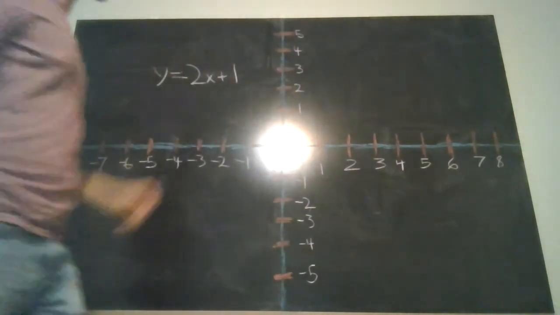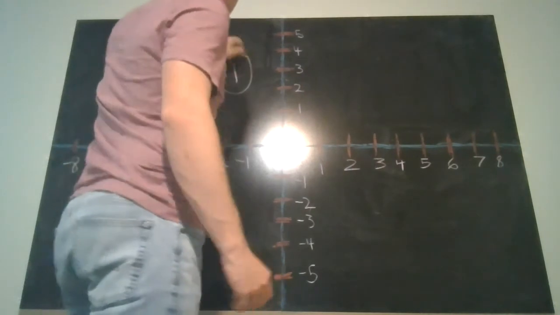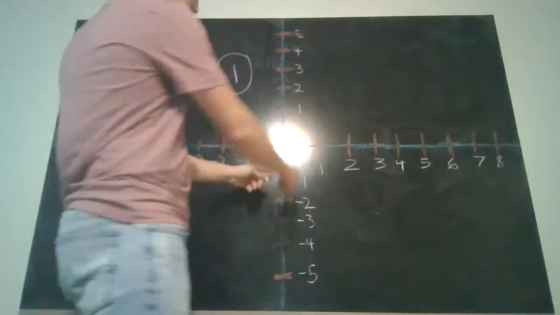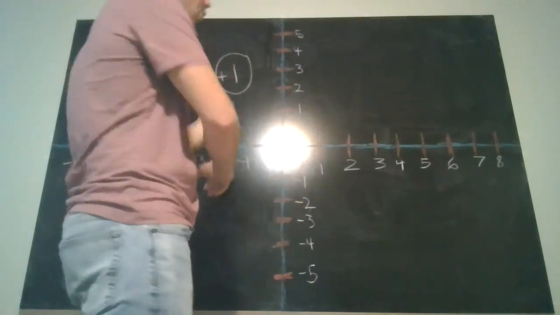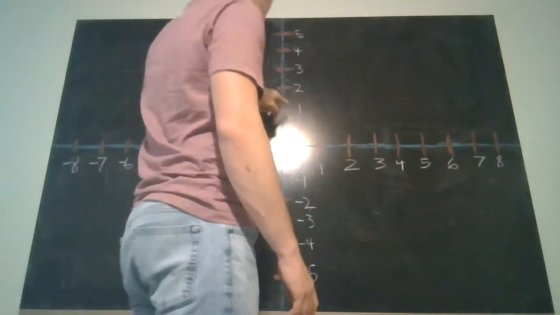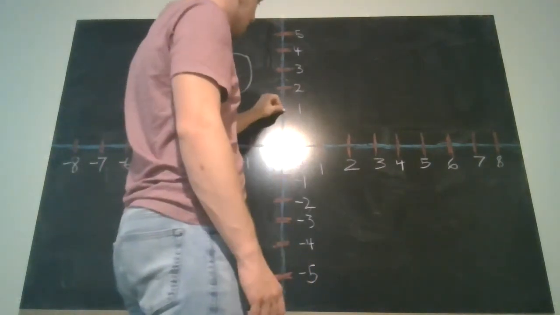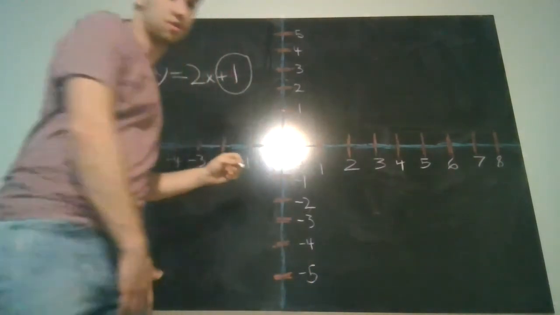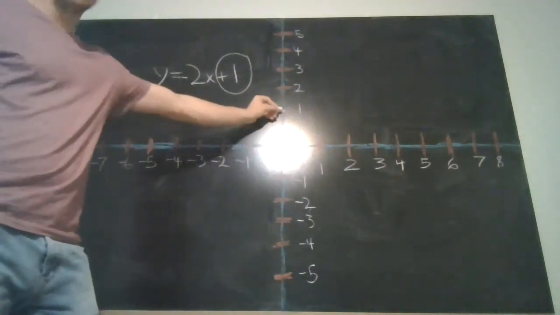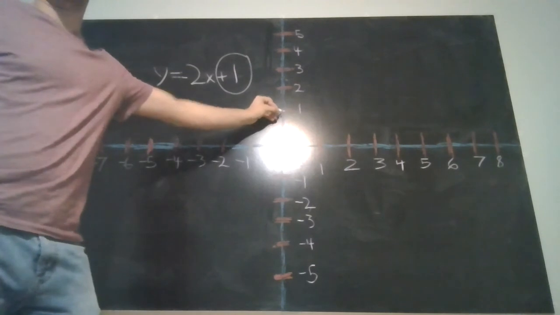So the first thing we know is this plus 1. That's the y-intercept. So that means when x equals 0, which is going to happen on this y-axis, y is equal to 0 times 2 plus 1. So it's going to be here. It's going to equal the point (0, 1). Maybe a little hard to see, but it's right here on the board.